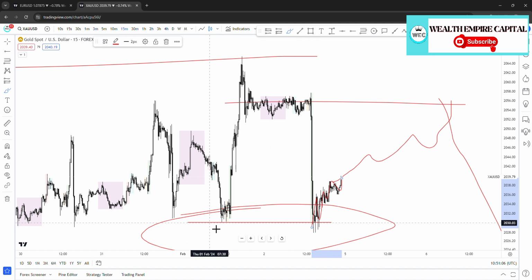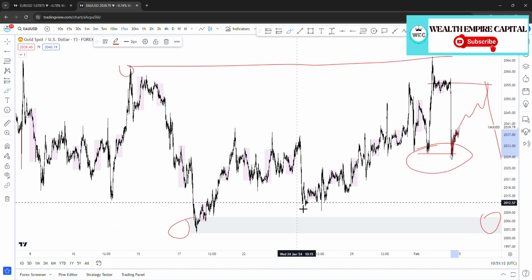GBP USD, Euro USD, they're all showing bullish signs. So that is my view for these 3 pairs for next week, right? Anything that happens within the week, maybe if I have time I'm going to share, and if not, only my private students are going to benefit from it.